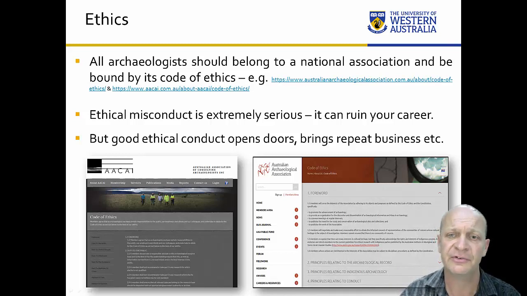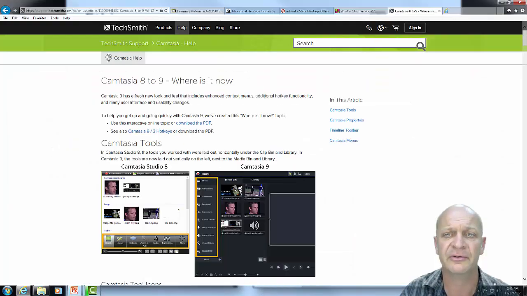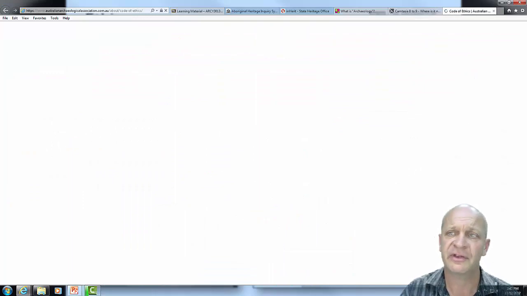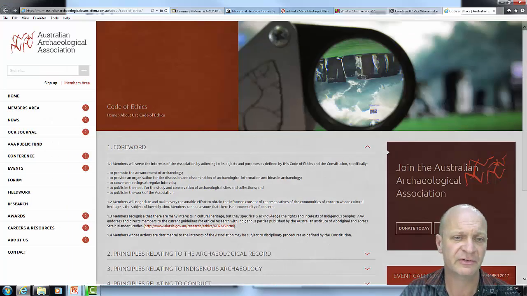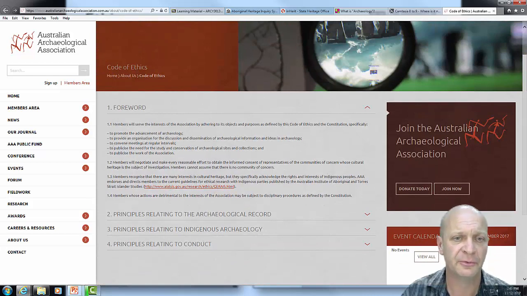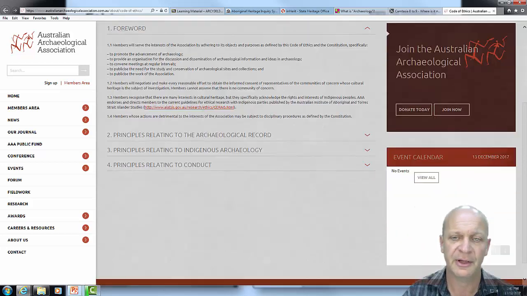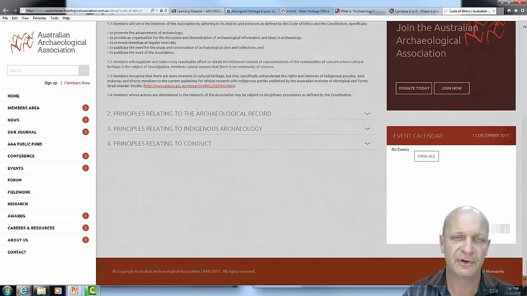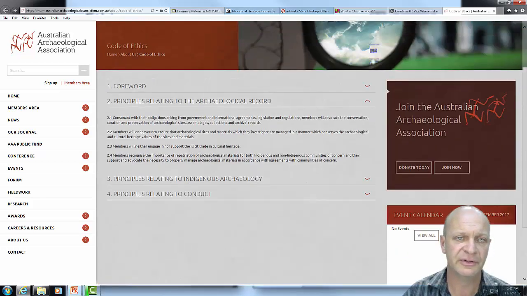So here are some screenshots, but if we click on the two, if we go to the AAA, as it's often known, Code of Ethics, it takes you to the web page of the association, and you can see here Code of Ethics. It has a foreword. Members will serve the interests of the association by adhering to its objects and purposes, etc., etc. And it tells you a whole lot of things that are just part of the foreword. But then there are various principles that relate to the archaeological record. You can see it's not too complicated, three of them.